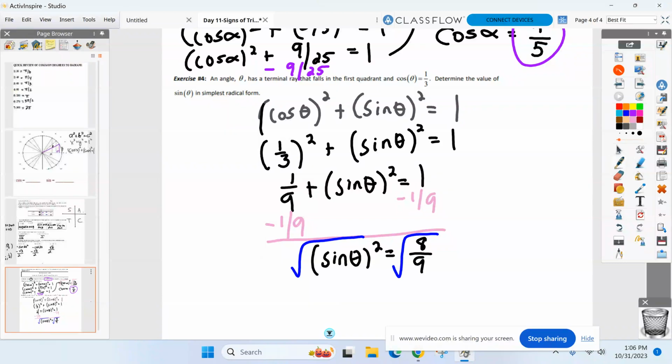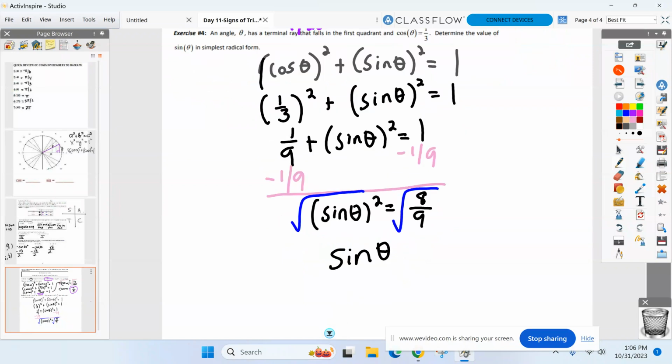Oh, but doesn't it say simple? It says simplest radical form, right? So we can't just leave it. No. We're not going to leave it like that. Go to your calculator and I'll show you how to get it. What's it telling you? 2 radical 2 over 3? Yeah, it'll do the work for you.